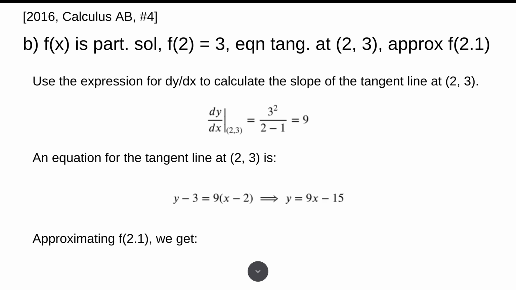And then if I'm going to use that to approximate f(2.1), I'm just going to plug in f(2.1) for y and 2.1 in for x and simplify that. 9 times 2.1 is 18.9. 18.9 minus 15 is 3.9, so f(2.1) would be approximately 3.9.